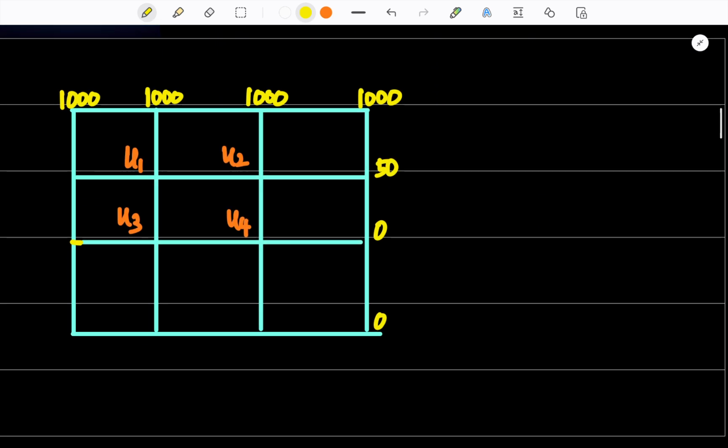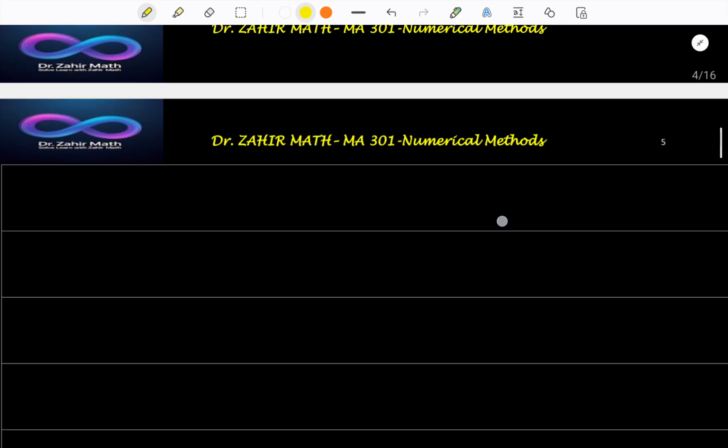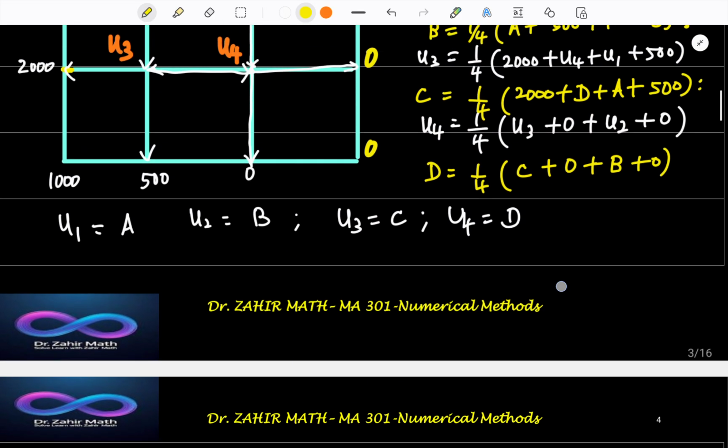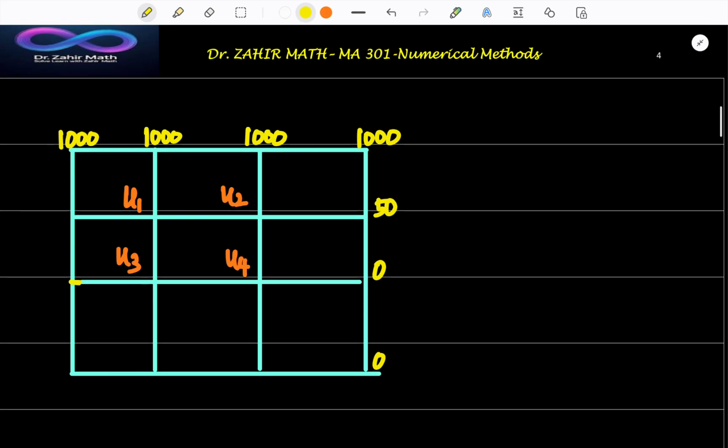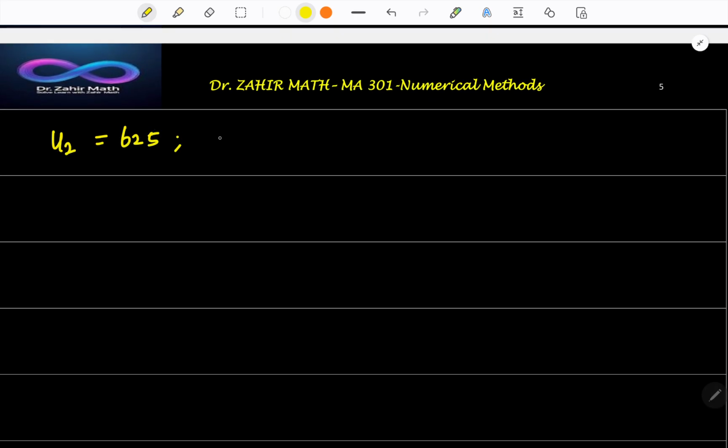Now no need for this diagram. The diagram is over, right? So we are going to press the calculation key. What are the values we need when you press this one? The calculator will ask you u2, which is equal to 625. The calculator will ask you u3, which is 875. u4, it will ask 375. After that, everything comes from there.